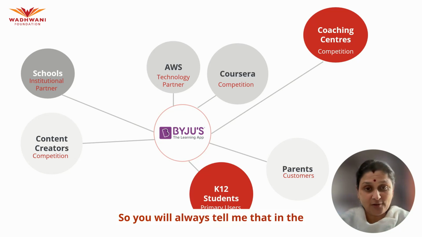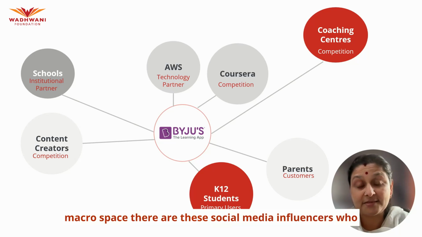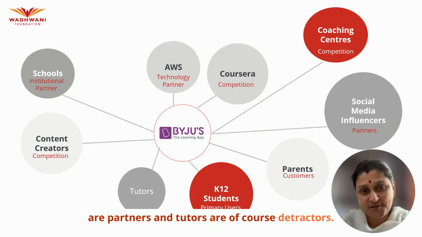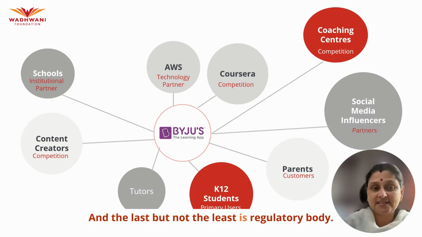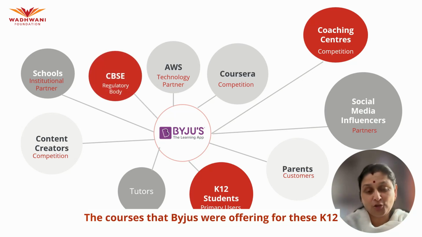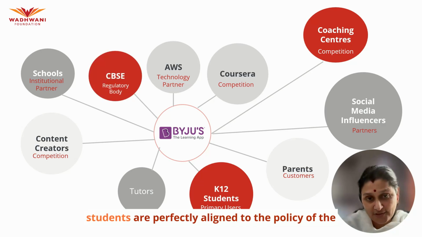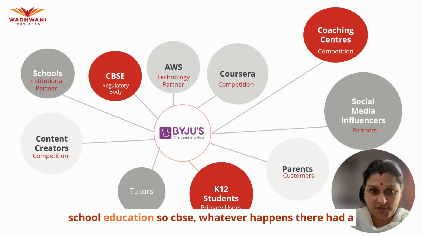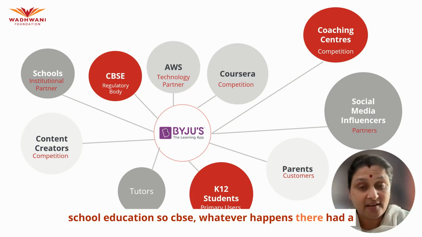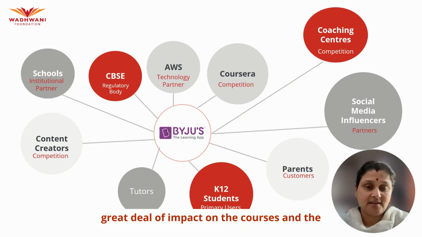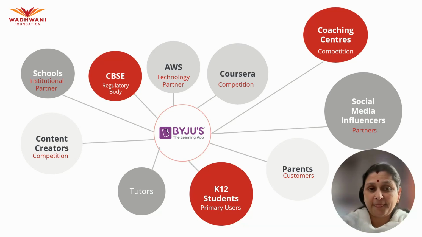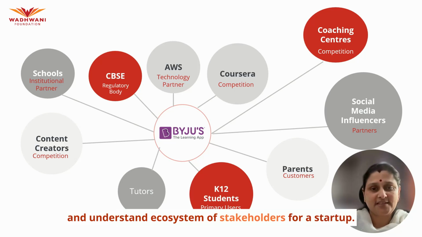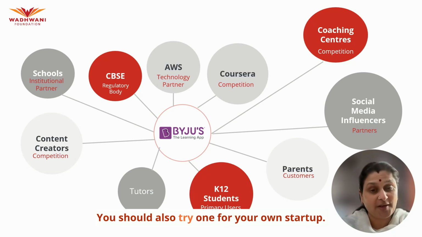customers. So in the macro space, there are these social media influencers who are partners. And tutors are of course detractors. And the last but not the least is the regulatory body. The courses that Byju's were offering for these K-12 students are perfectly aligned to the policy of the school education. So CBSE, whatever happens there, had a great deal of impact on the courses and the learning that Byju's was building. So this is a classic example to explore and understand the ecosystem of stakeholders for a startup. You should also try one for your own startup.